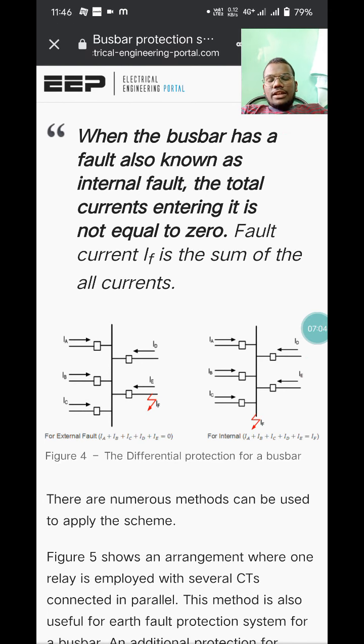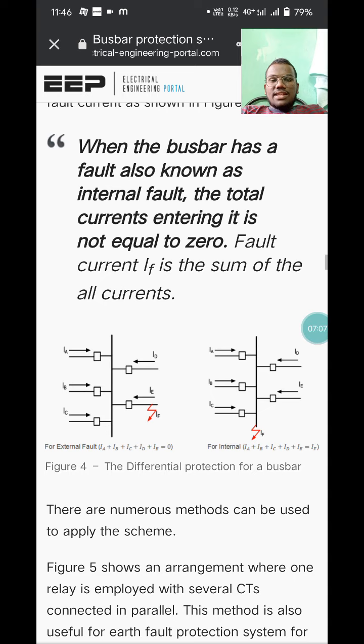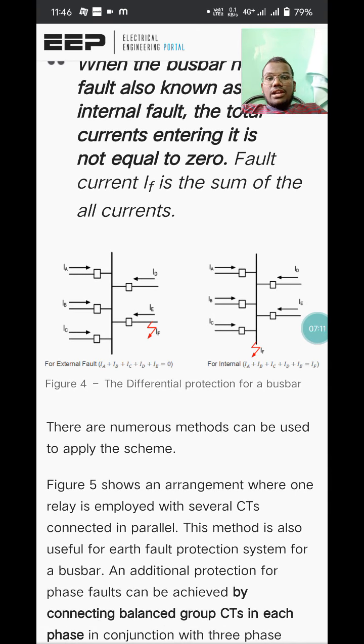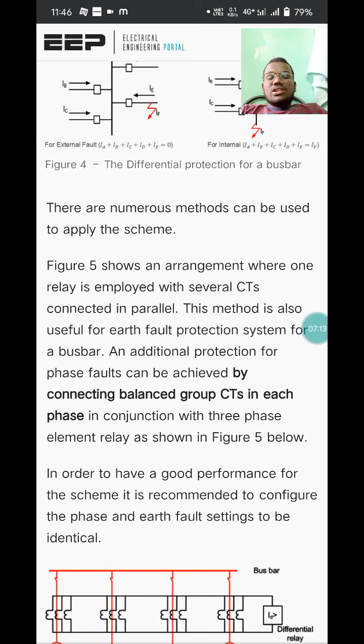Is it okay? Then, when the bus bar has a fault, also known as an internal fault, the total current entering is not equal to 0. Fault current is the sum of all currents. There are numerous methods that can be used to apply the scheme.